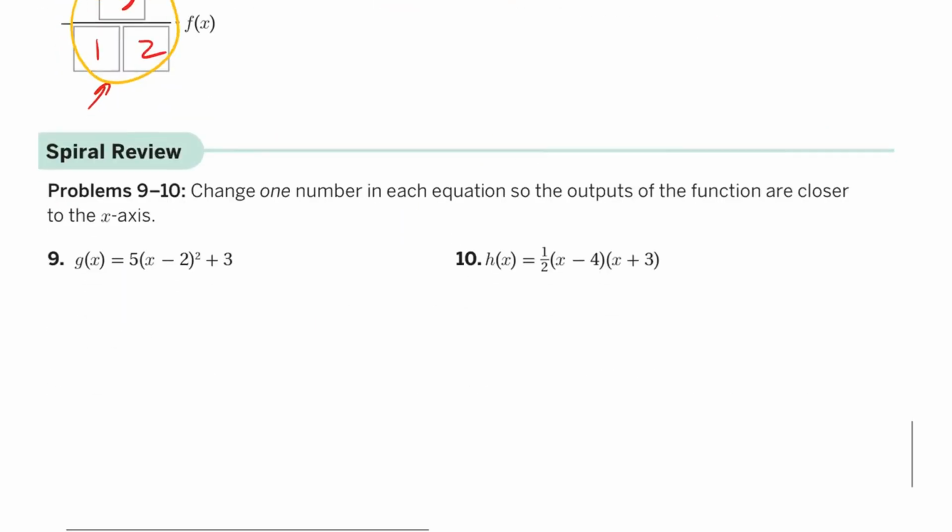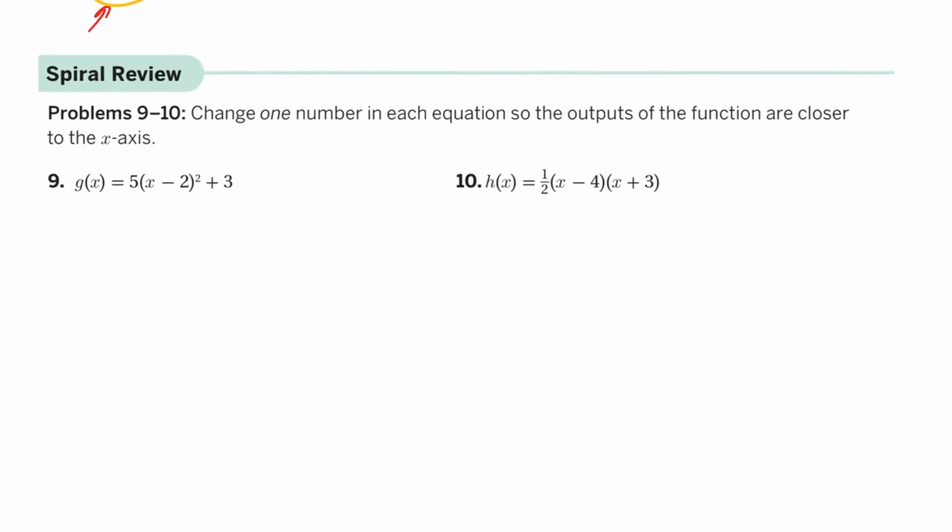All right, for the spiral review, 9 and 10, change one number in each equation so the outputs of the functions are closer to the x-axis. And so in this case, to make it closer to the x-axis, all I really want to do is change the a value, or the stretch or compression value. So for number 9, g of x, I could just change that to, let's say, 4, and that would compress it vertically or make the outputs closer to the x-axis.